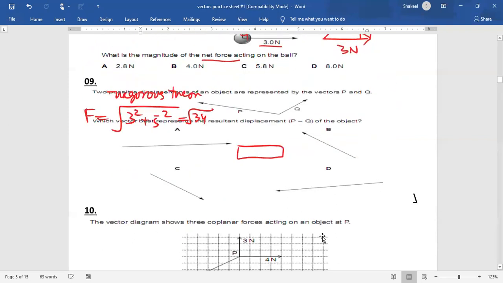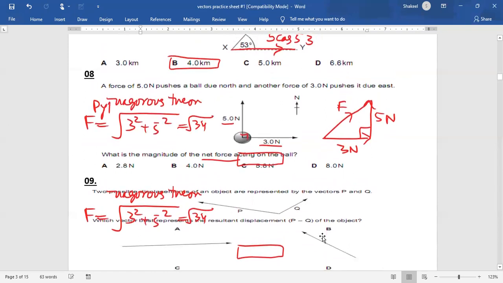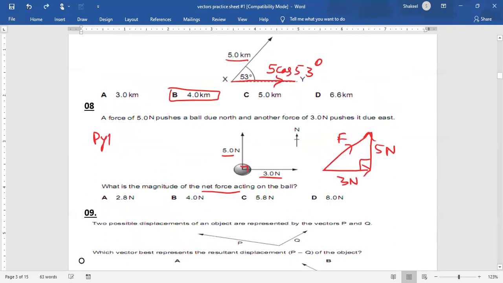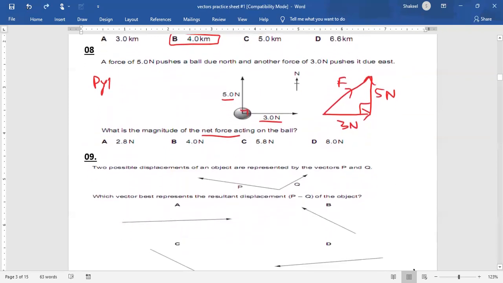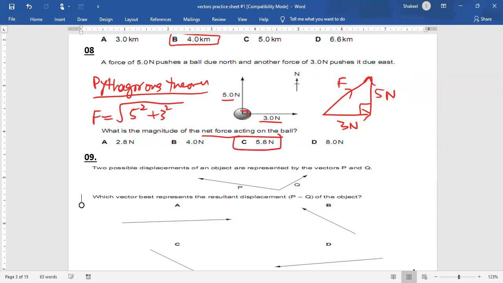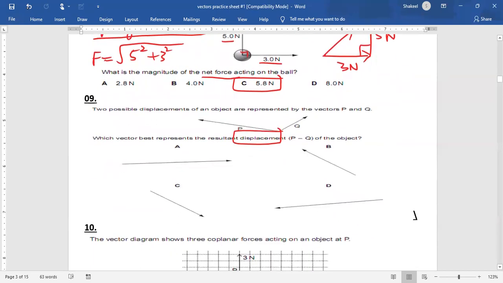Question number 9 is related to, I have to write it again, Pythagoras theorem, and then F is square root of 5 square plus 3 square, and that's how you will get the answer of C, which is 5.8.